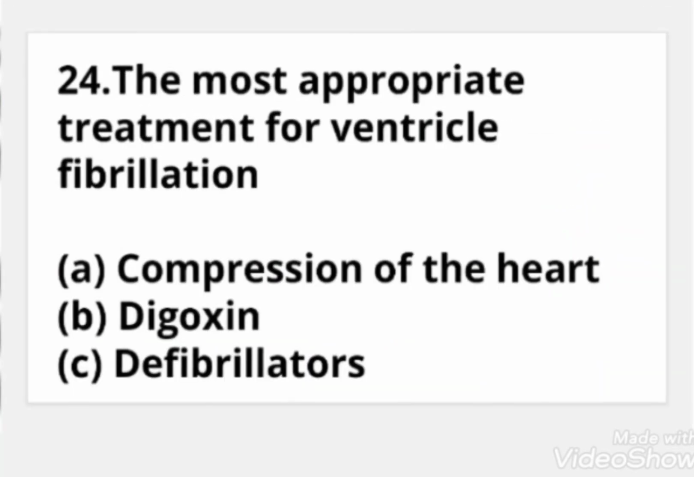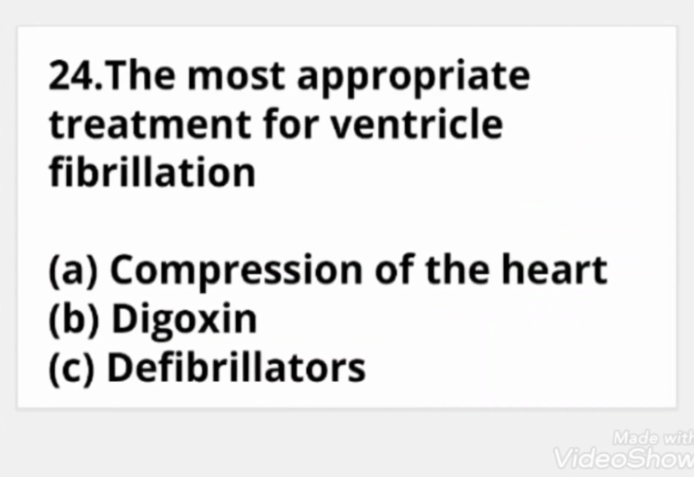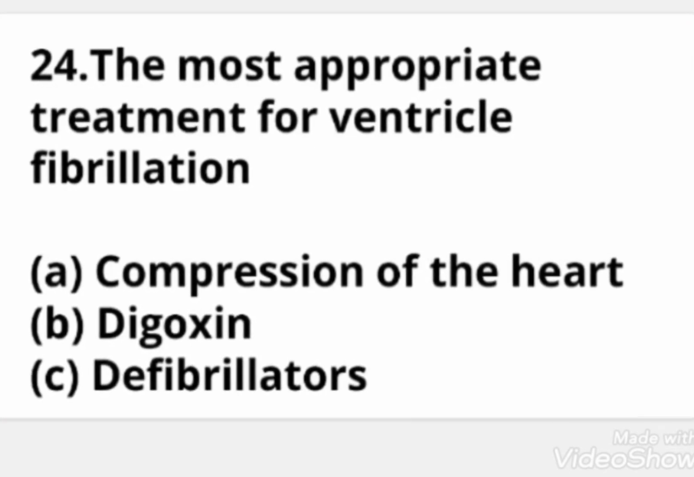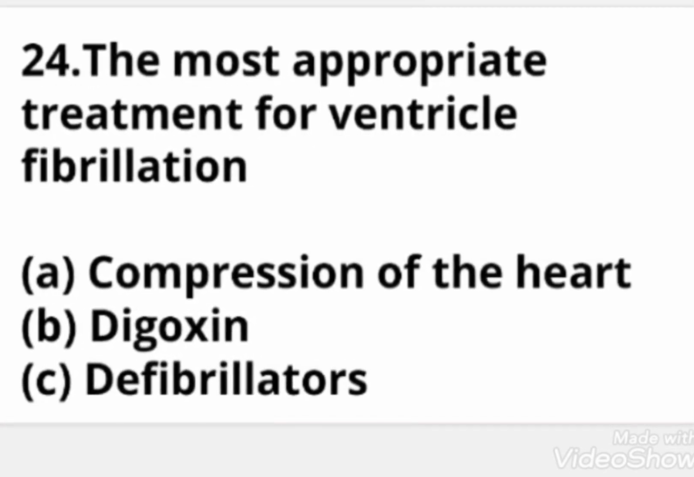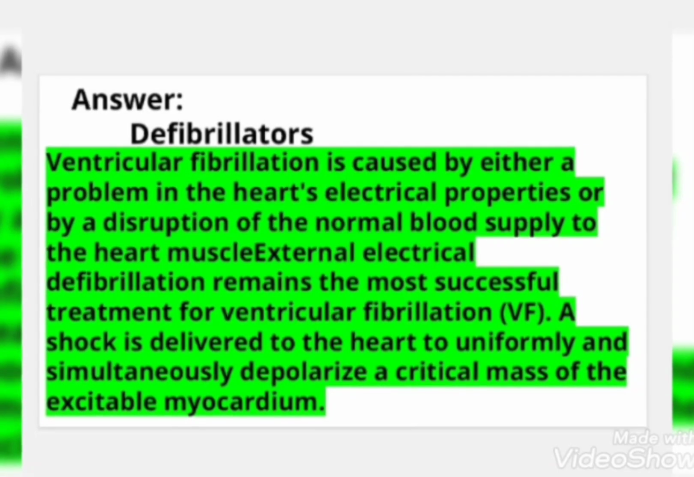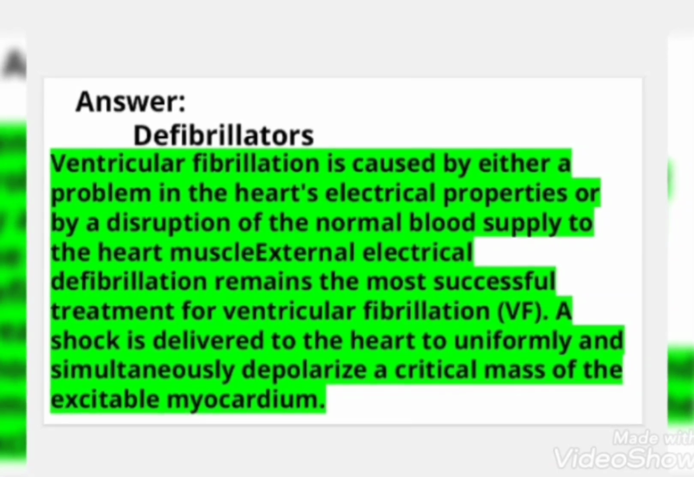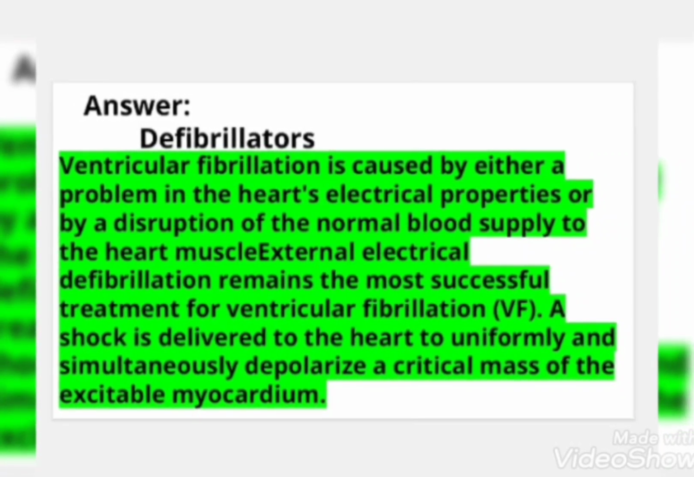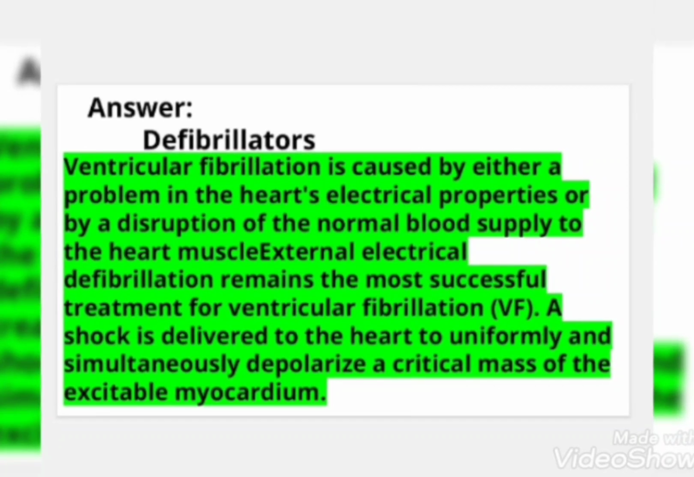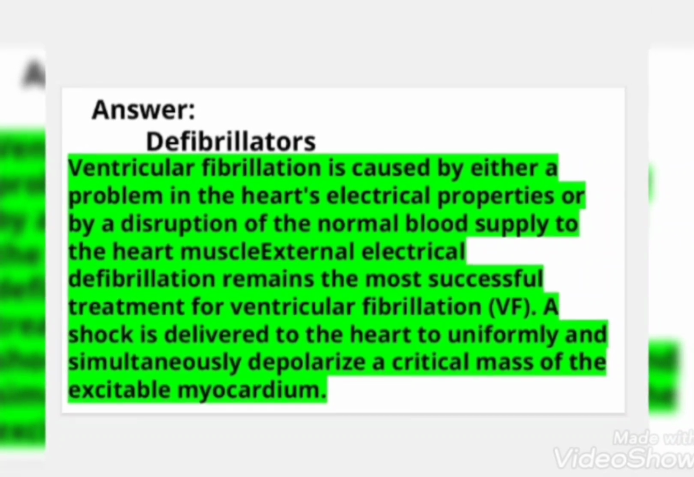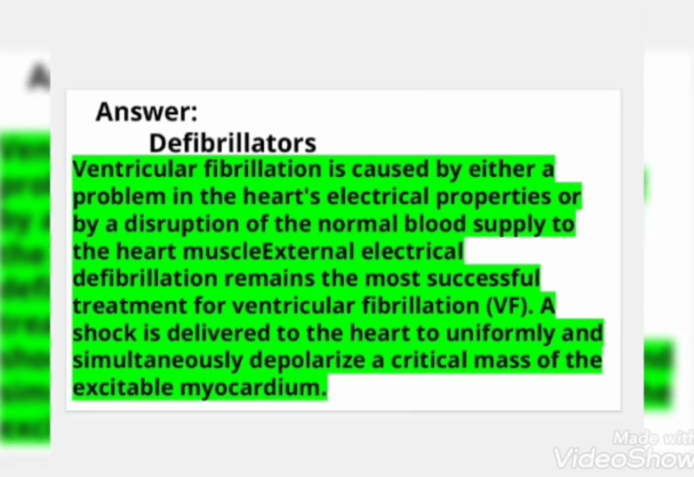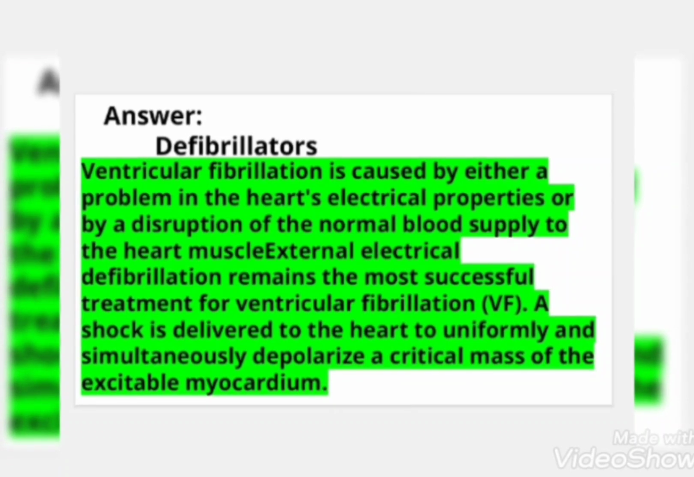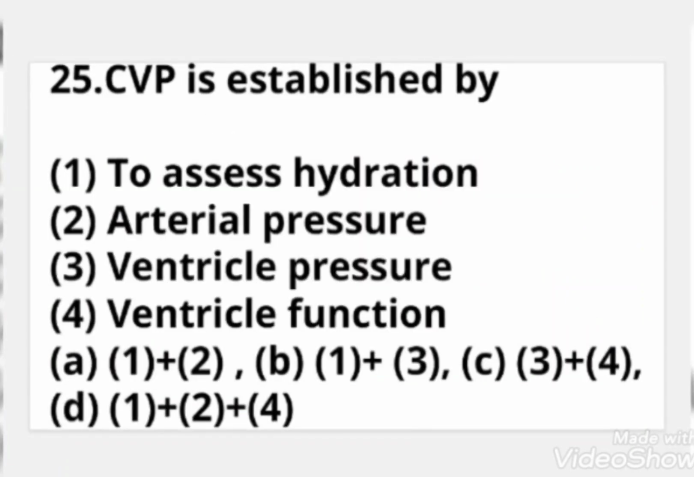24. The most appropriate treatment for ventricular fibrillation: A. Compression of the heart, B. Digoxin, C. Defibrillators. Answer: Defibrillators. Ventricular fibrillation is caused by either a problem in the heart's electrical properties or by a disruption of the normal blood supply to the heart muscle. External electrical defibrillation remains the most successful treatment for ventricular fibrillation, VF. A shock is delivered to the heart to uniformly and simultaneously depolarize a critical mass of the excitable myocardium.